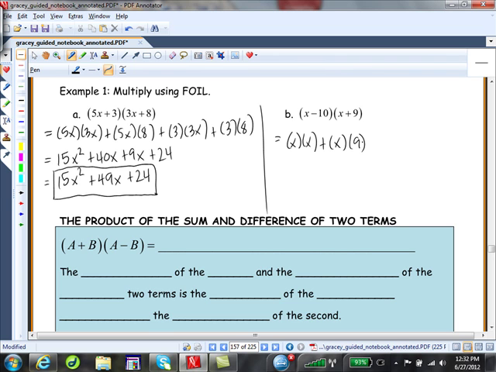The inside terms, okay, see we're going to have a negative. So we'll have minus 10 times x. And the last terms, again, we'll have that negative 10 times the 9. So we'll get x squared plus 9x minus 10x minus 90, which is x squared minus 1x minus 90.